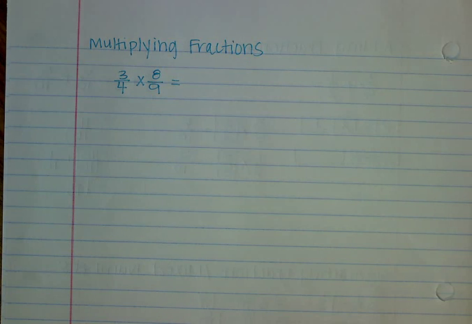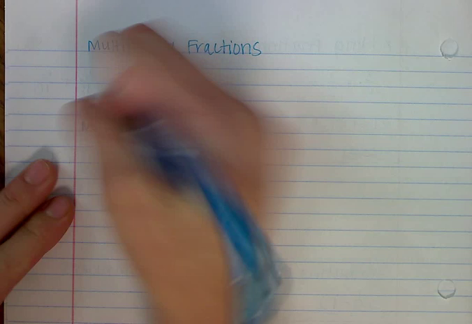Okay, we're going to talk about multiplying fractions. And I know when I multiply fractions, there are two methods. In one method, I simplify at the end, and in the other method, in method 2, I simplify before I get to the end. So let's do method 1 first.